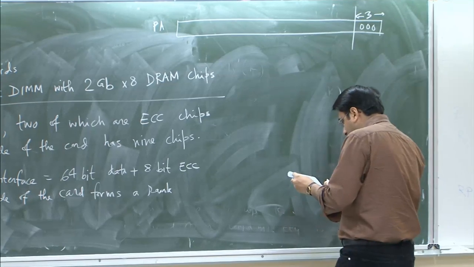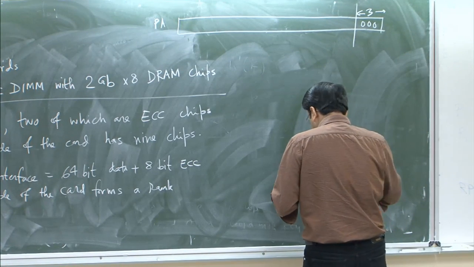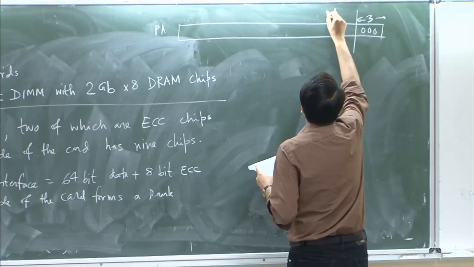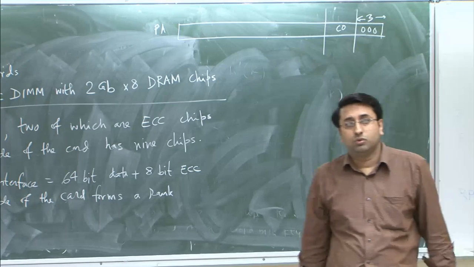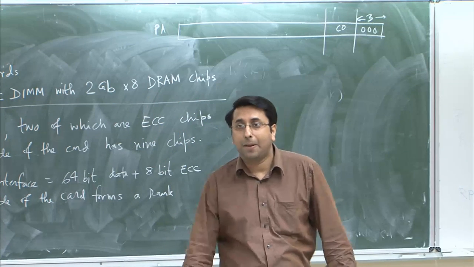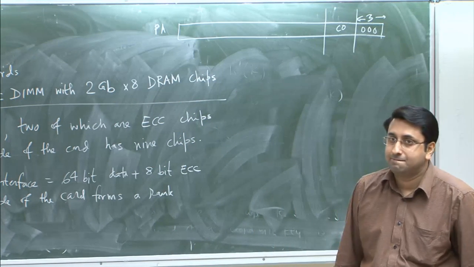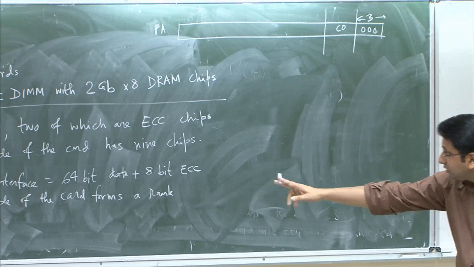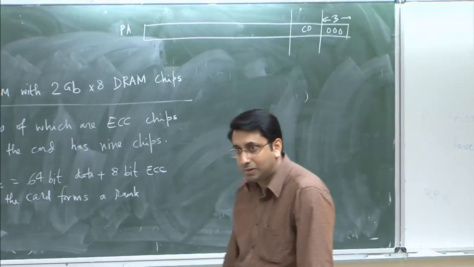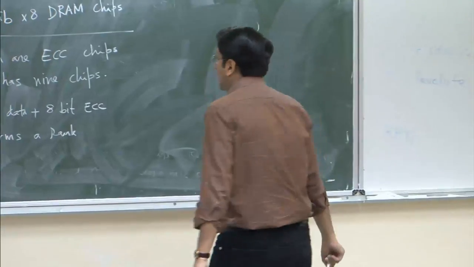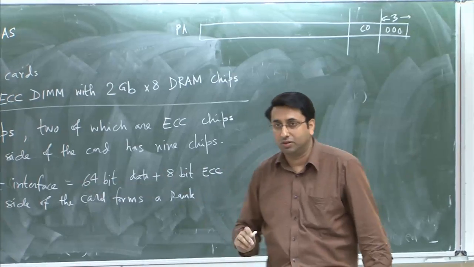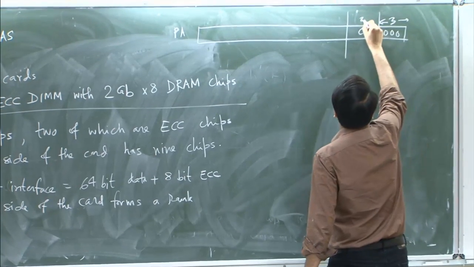All right, so after that comes the column offset, which tells me within a column which 8 bits should be selected. So how many bits do I need for the column offset? 64 bits. Why 3 bits? 8-bit address. Exactly. So I have 8 possibilities of getting 8 bits of output out of the 64-bit column. Right. So this is a 3-bit column offset.